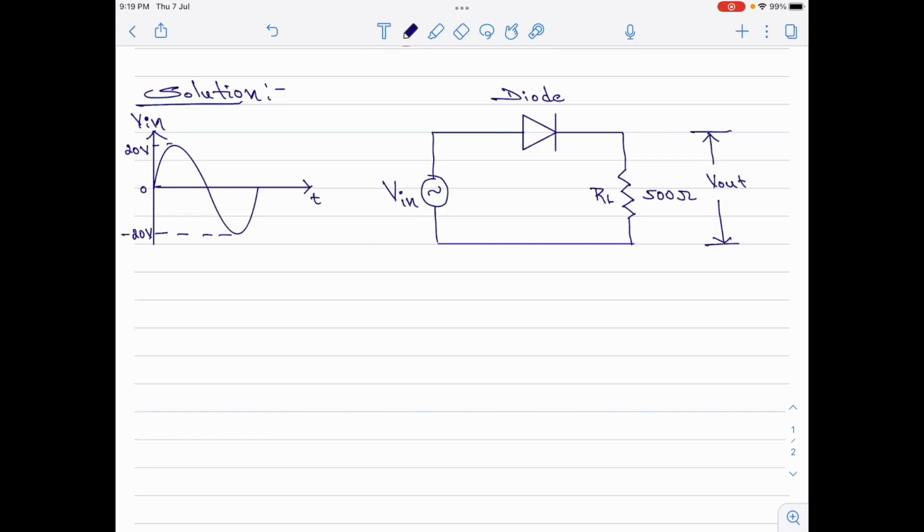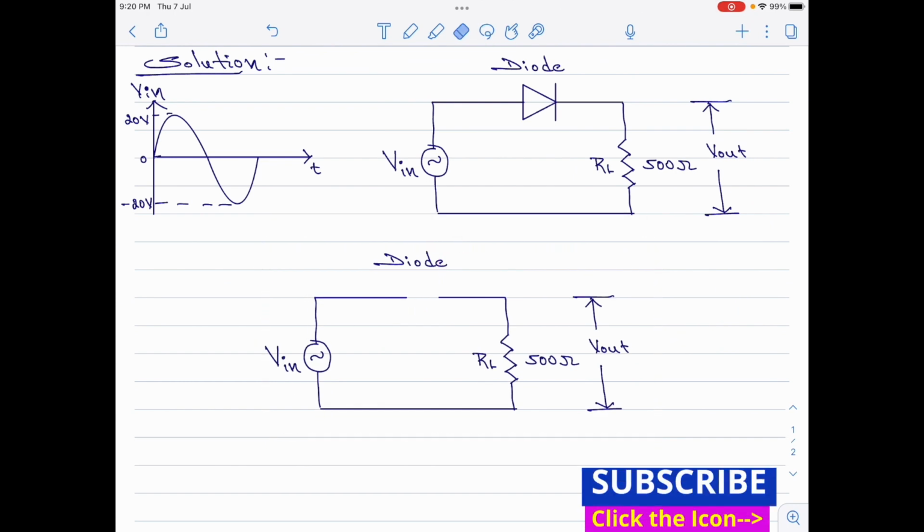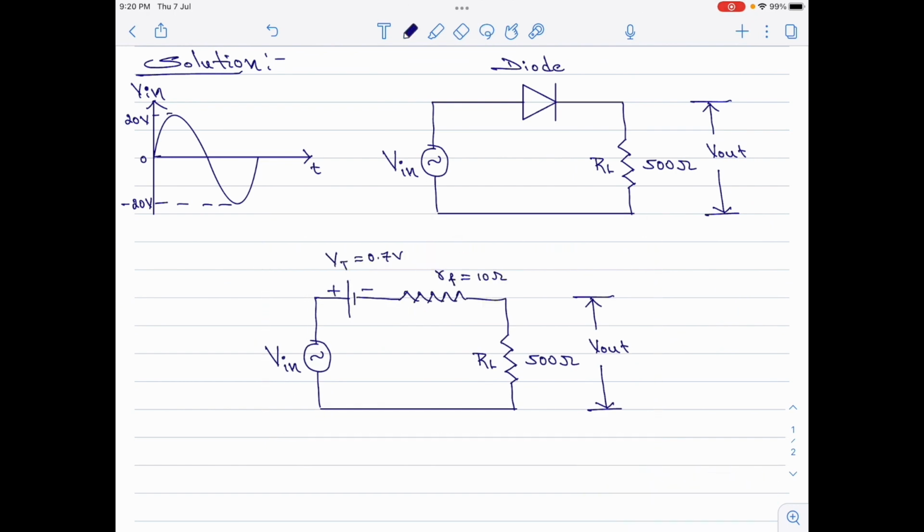Since we are asked to find the peak current through the diode, it is now useful to draw the piecewise linear equivalent model for the diode and thereby reconstruct the circuit with the piecewise linear model. Let me now very quickly do that here. Right. So, what I have now done is I have replaced the diode by its linear piecewise equivalent circuit.